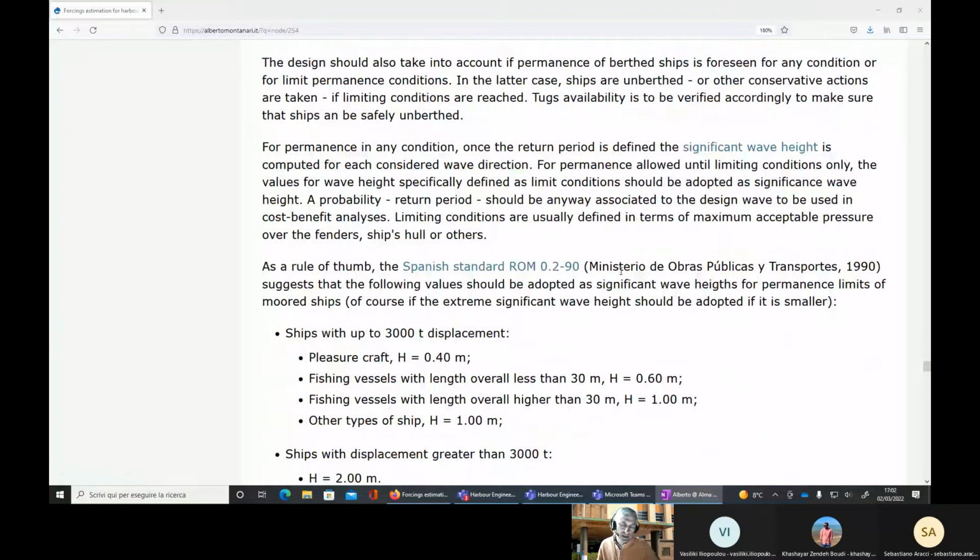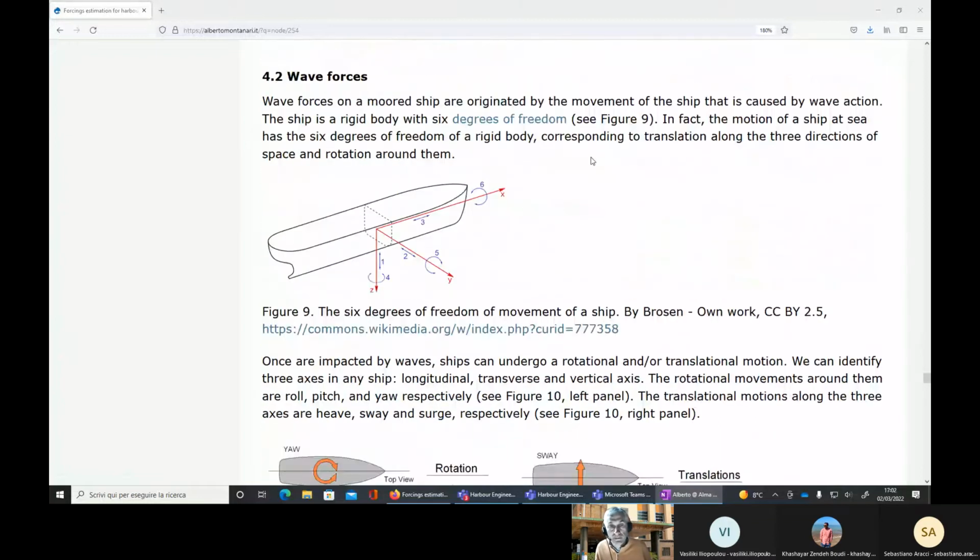Now, given the procedure for computation of the design wave height, the issue is how to compute the mooring forces, which is not so obvious. First of all, we need a discussion on the movement of the ship, and about what kind of movement a moored ship exposed to waves may suffer from. Basically the ship is a body with 6 degrees of freedom.